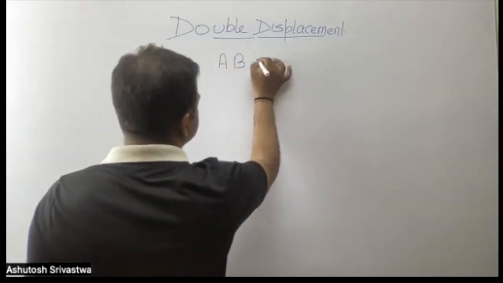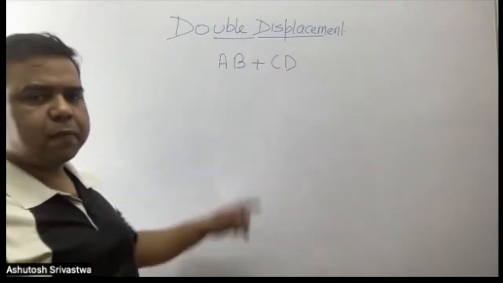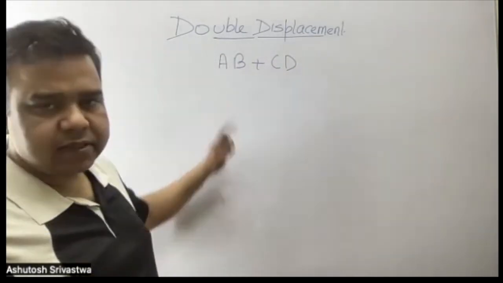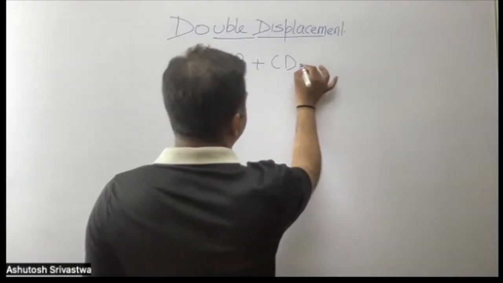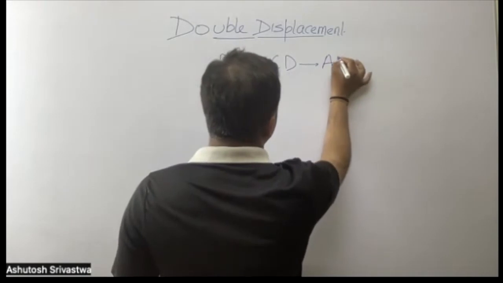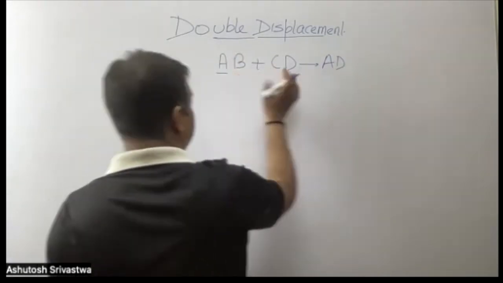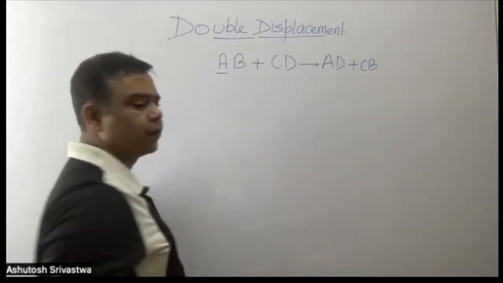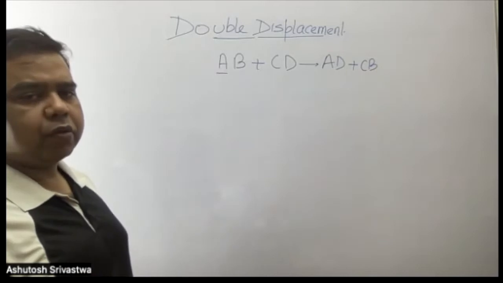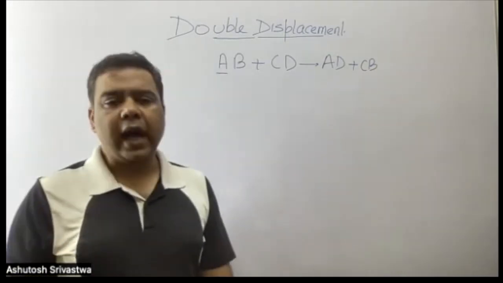When a compound AB reacts with CD, I'm assuming the first part is the cation and the second part is the anion. So the cation of this is going to react with the anion of this, so it will form AD, and the cation of this will take up this one, and you will get this product. So what we are actually doing is interchanging the ions.